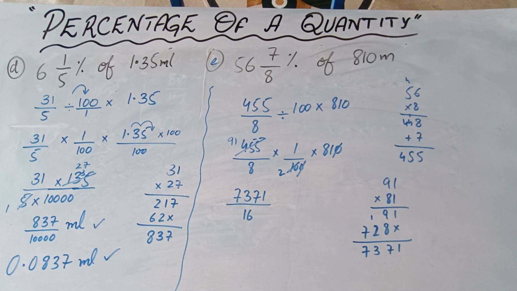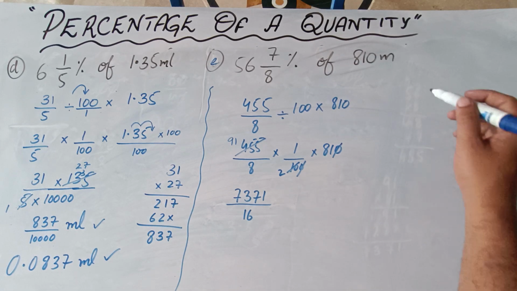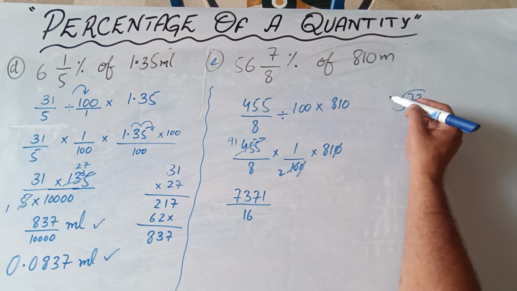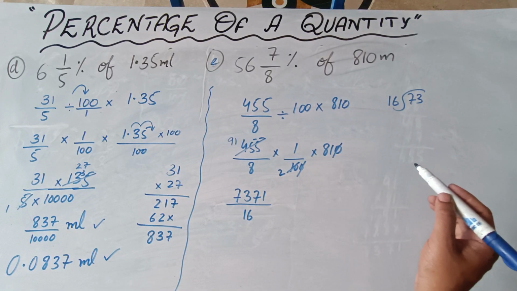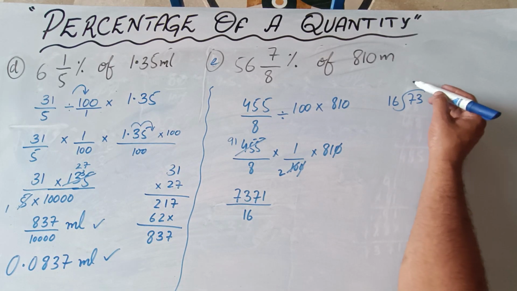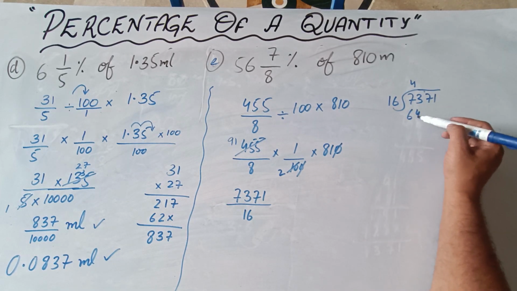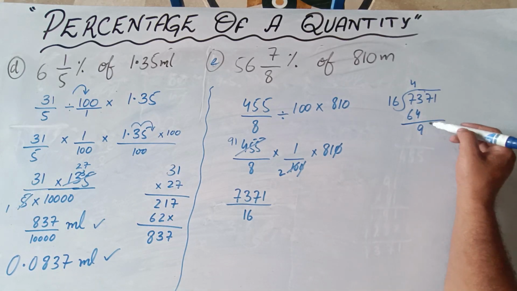Now we will divide them. 16 4s are 64. So 16 5s are 80. So 16 4s are 64. We will divide both of them first. We are left with 9. We will bring down 7.